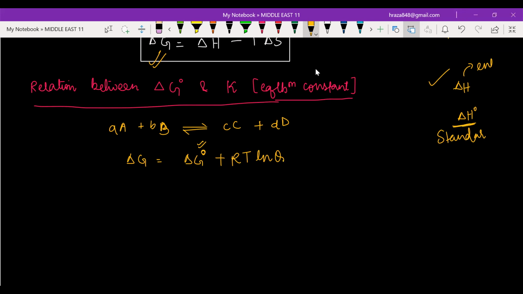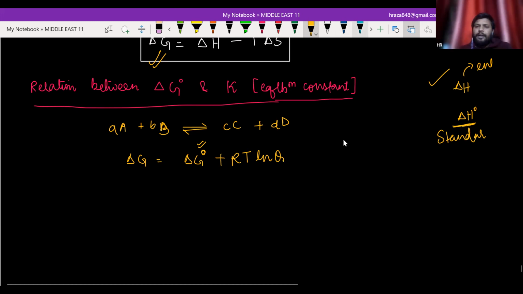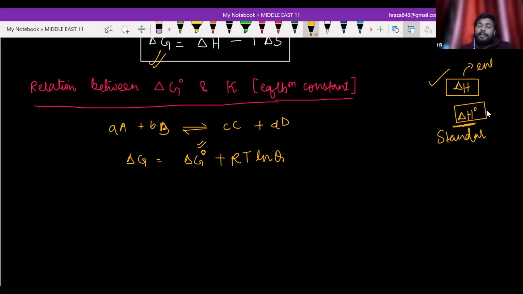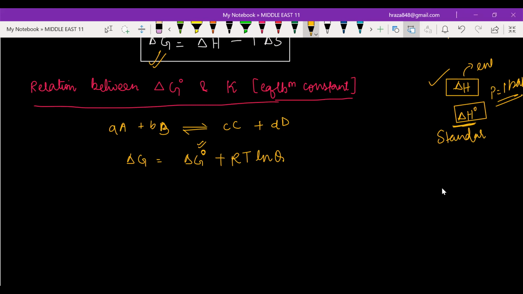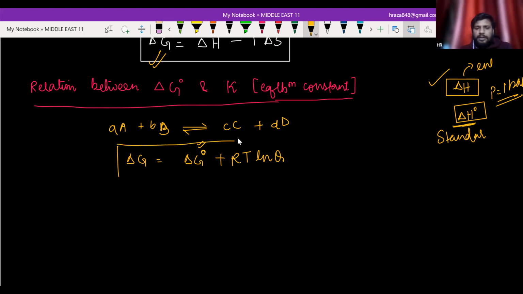Yes, but what is the difference? The difference is that delta H is at any temperature, any pressure, and this delta H naught is at a standard condition that represents pressure at 1 bar. Do you remember standard enthalpy of vaporization, standard enthalpy of combustion? Yes. When we studied thermochemistry. Arslan, Krishna, Ifra, Saif, are you getting it? Yes, sir. Okay, thank you. So this naught represents the standard condition.